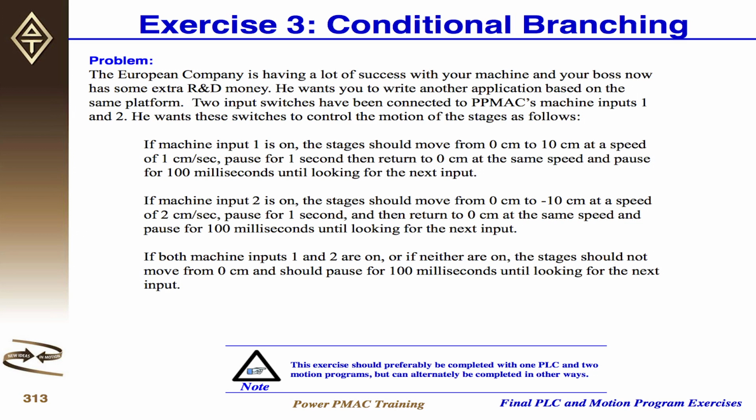The third exercise is an exercise in calling motion programs from a PLC. So the previous two exercises didn't require this, but the third exercise requires that you write 2 motion programs. Motion program 1 will be called from the PLC if machine input 1 is on, and then your stage should move 0 to 10 centimeters at a certain speed, pause, and then return. If machine input 2 is on, you call a different motion program that moves a little differently. And then if both of them are on or neither are on, you do not call any.